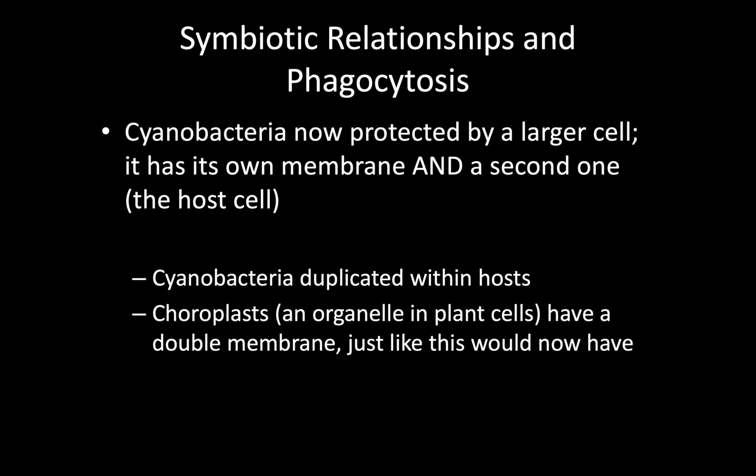Cyanobacteria can duplicate within the hosts of other cells, so it can just keep duplicating. So things like a mitochondria, if this happened, the mitochondria could pretty much pretend like it wasn't engulfed in a cell and it could just keep living on its own. All right? So chloroplasts have their own double membrane, just like mitochondria do today. A chloroplast is something found only in plant cells. Mitochondria is found in all of our eukaryotic cells. But these organisms have a double membrane all of their own.